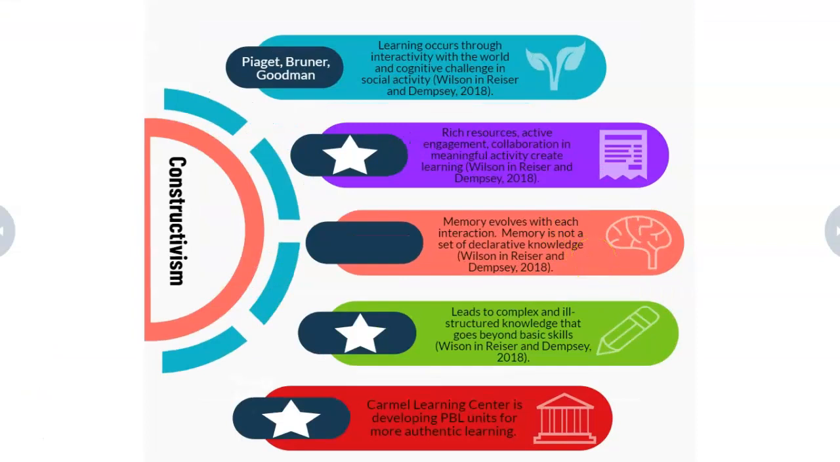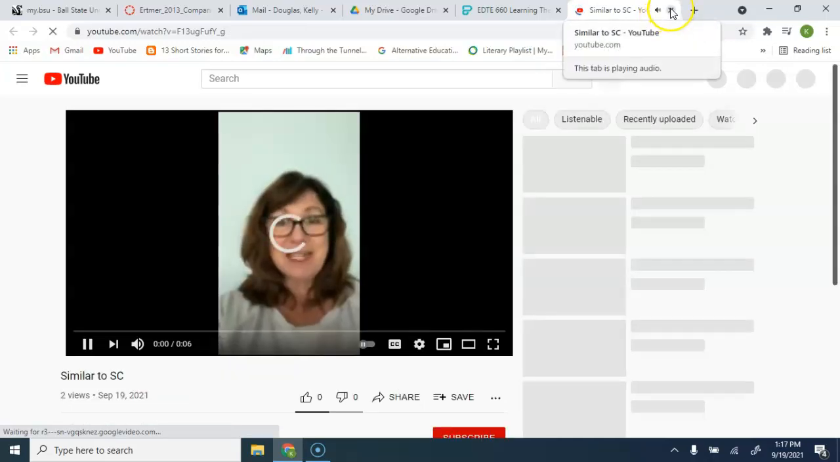Around memory, constructivism tells us that memory evolves with each interaction. It is not a set of declarative knowledge. With regard to the type of learning this theory explains, constructivism leads to complex and ill-structured knowledge that goes beyond basic skills. Similar to situated cognition.